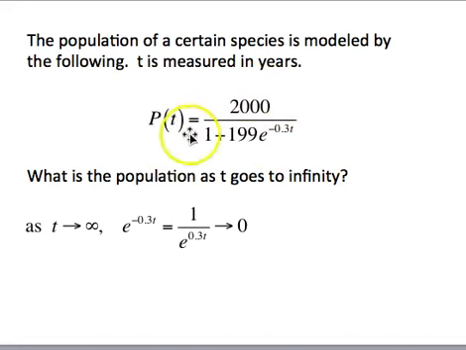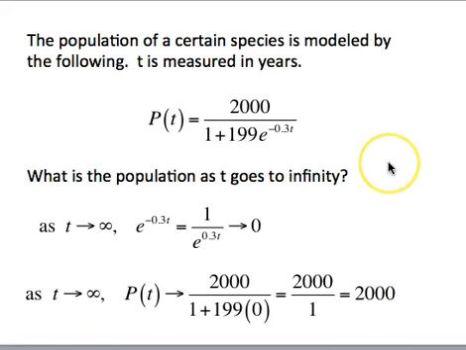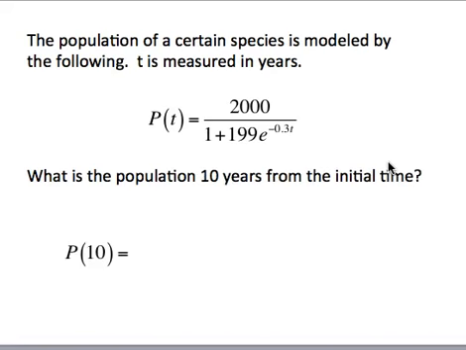Then the question is, what does this whole thing do? So as t goes to infinity, p of t will go to what? We know this piece goes to 0. So it'll be 2,000 over 1 plus 199 times 0. Well, that of course just gives me 0. I'll have 2,000 over 1, which is 2,000. So we're starting out with only 10 members of this species, 10 individuals at time 0. But as it goes to infinity, the number of individuals should get closer and closer to 2,000. 2,000 will be the long-term number of elements in this population.